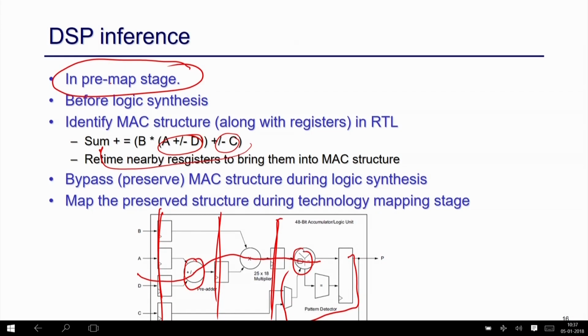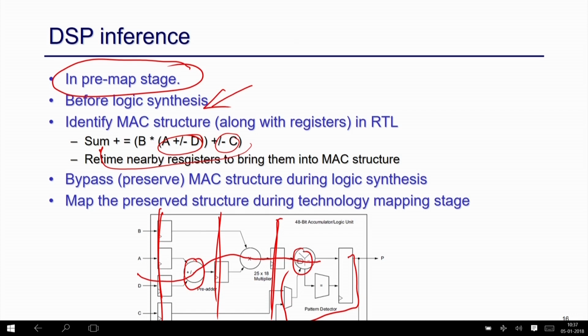So, the problem is that we have to identify this multiply-and-accumulate structure before logic synthesis, which is called the pre-map stage. Before logic synthesis we have to identify this MAC structure efficiently, and then you have to preserve those structures, so that logic synthesis bypasses them. They should not map those adder and multiplier structures into gate-level design, otherwise we are not able to map those things into DSPs. So, the idea is that we identify those MAC structures before logic synthesis and preserve them. You inform logic synthesis that it should not do any kind of synthesis in this part of the design, and then during technology mapping you just map those circuits into DSPs. This is the overall flow.